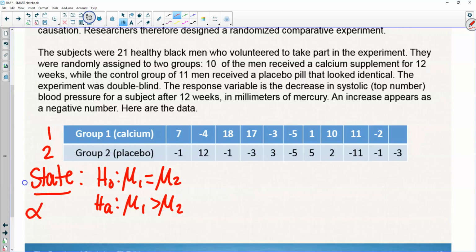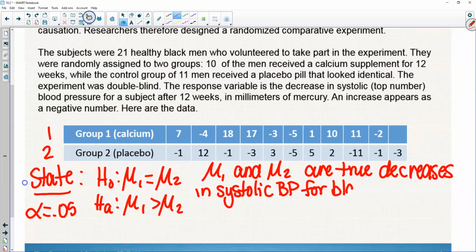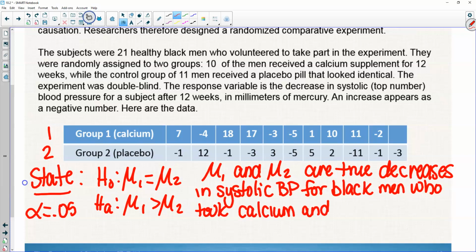Okay, so then we state our alpha value and what mu1 and mu2 stand for. mu1 and mu2 are the true decreases in systolic blood pressure for black men who took calcium and placebo, respectively.